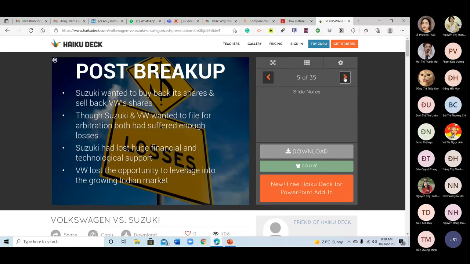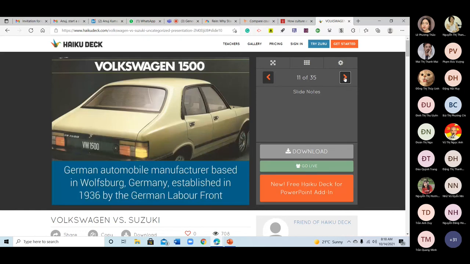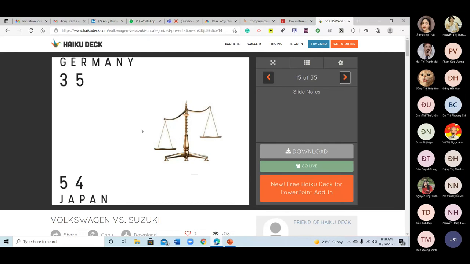So what were the reasons? If we study it through Hofstede, what were the reasons? Hofstede analysis. Two companies from two countries, Japan and Germany. Power distance: Germany is 35, Japan is 54. So the Japanese were expecting that the Germans would also go as per their culture when it comes to power distance. They would follow whatever the boss or the seniors say, and respect it more. But things were not the same with German culture.